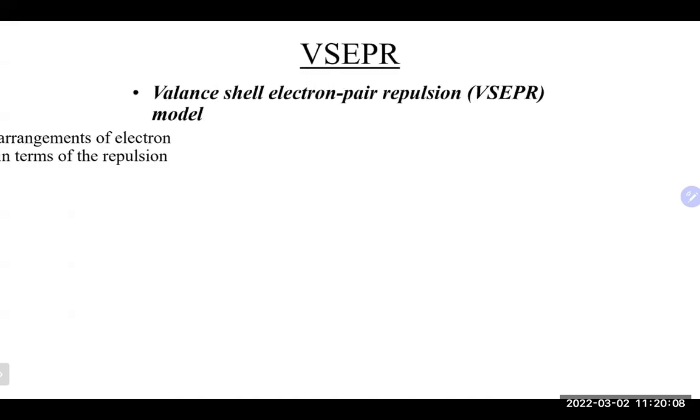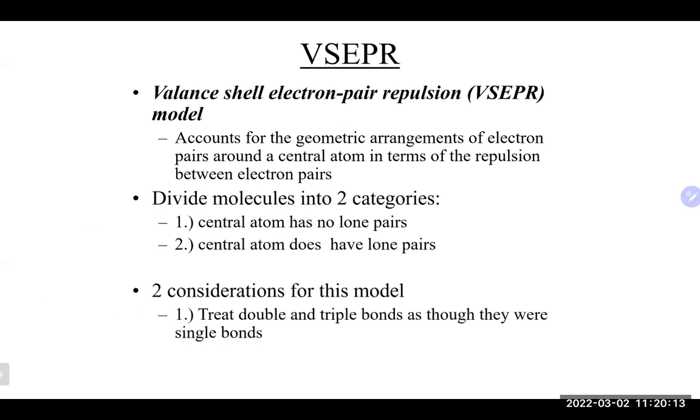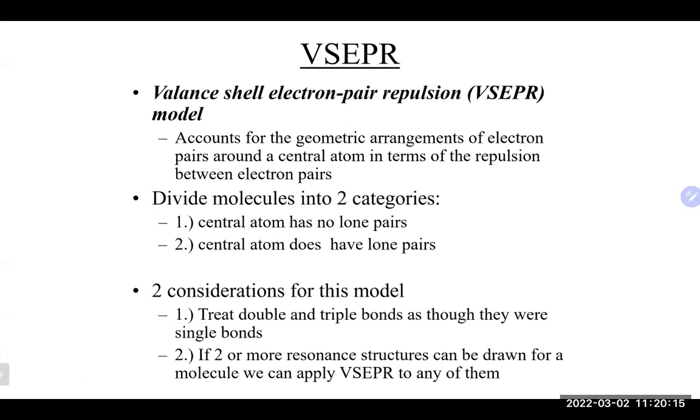The idea of this is referred to as VSEPR, which stands for valence shell electron pair repulsion model, which is, I imagine, why they abbreviated it. That's a mouthful. Basically, we divide everybody up into two categories. One category is when the Lewis structure has no lone pairs on the central atom. The other is when you draw the Lewis structure and you end up with dots on the central atom.